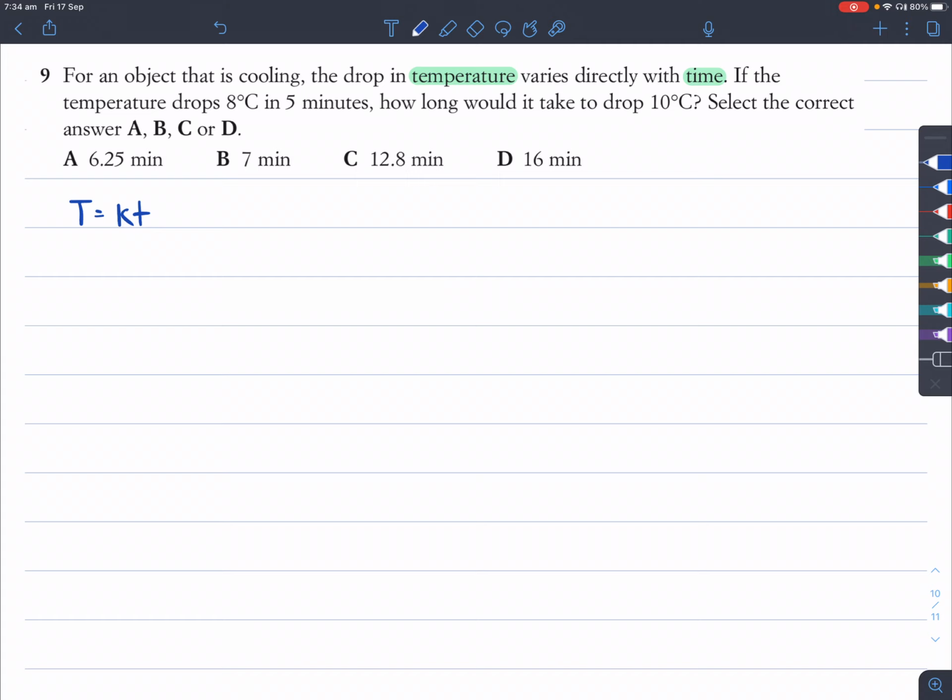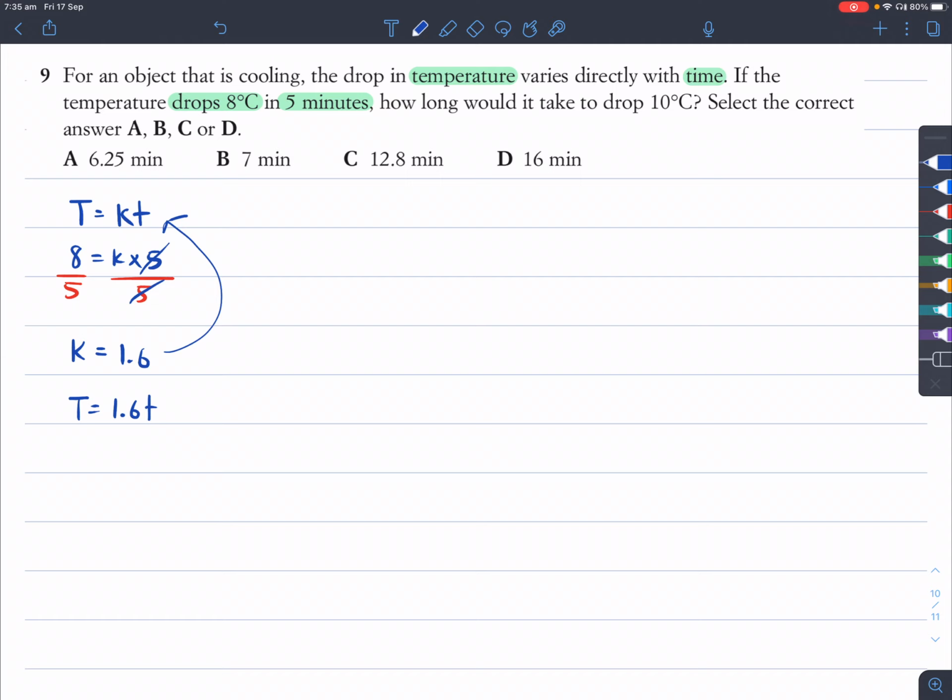Now, we've got to find K. So to find K, the temperature drops 8 degrees Celsius in 5 minutes. So capital T is going to be 8, whereas the lowercase t is 5. So 8 equals K times 5. Now, if I then divide both sides by that 5, K would equal 8 divided by 5, which is 1.6. And if I put that back into the equation, T would equal 1.6 t.